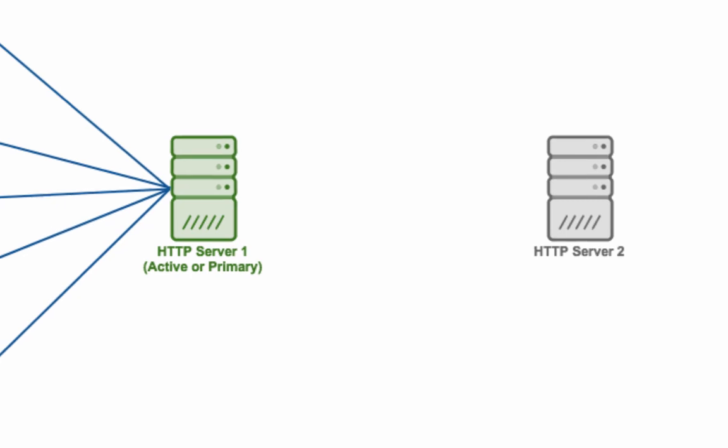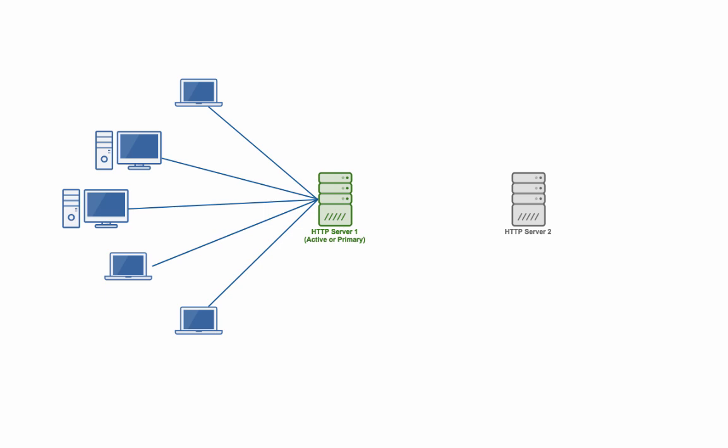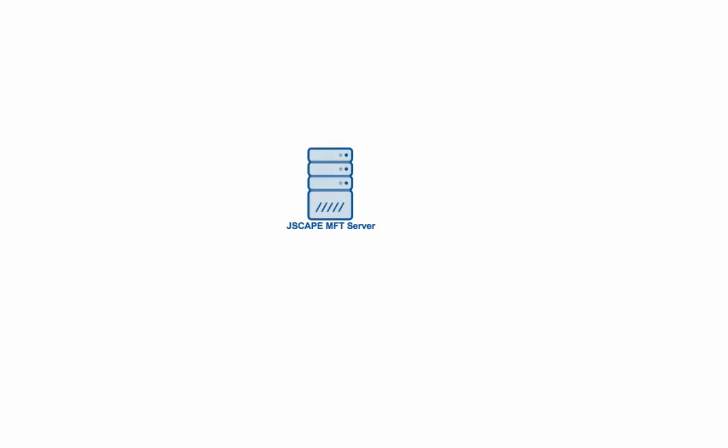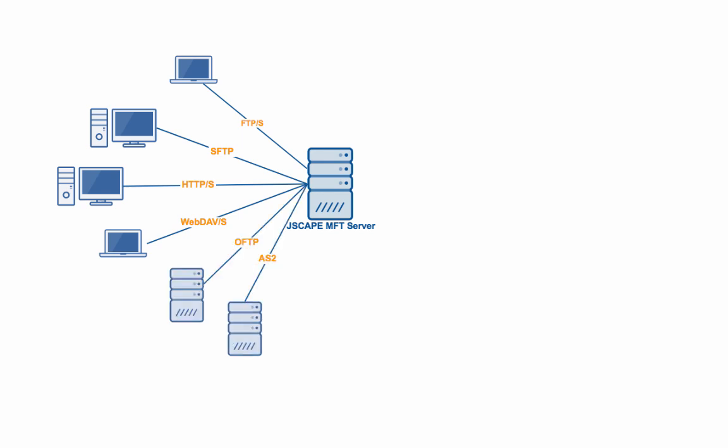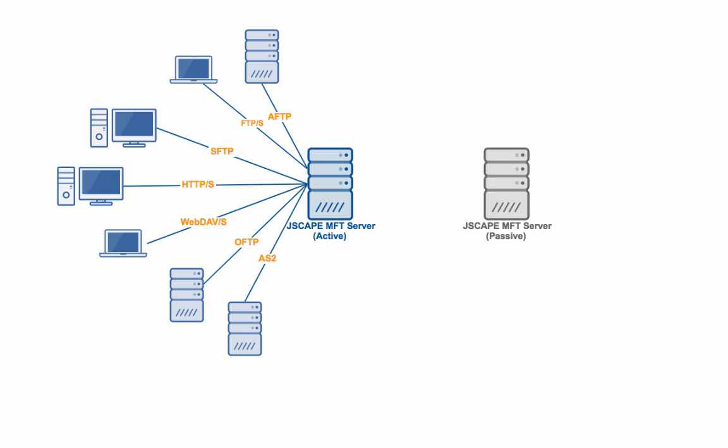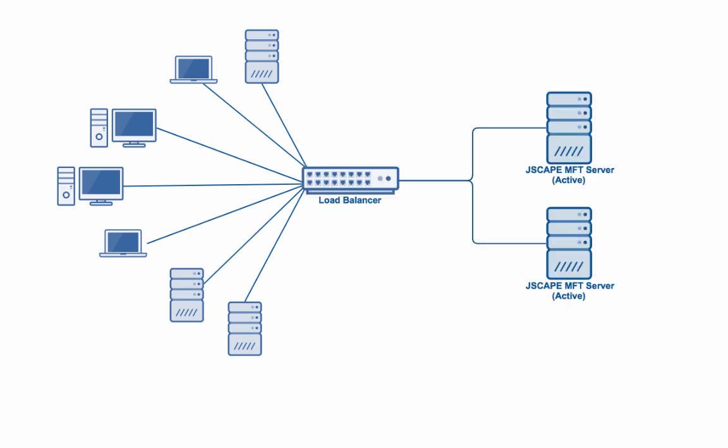JSCAPE has two products that enable you to set up either an active-active or active-passive or even a combination of both high-availability cluster. The first product is JSCAPE MFT Server, a managed file transfer server that supports several file transfer protocols including FTP, FTPS, SFTP, HTTP, HTTPS, WebDAV, OFTP, AS2, AFTP, and many others. JSCAPE MFT Server comes with failover capabilities that allow you to arrange two MFT servers in an active-passive configuration. It can also be used to provide the file transfer services behind a load balancer for an active-active setup.